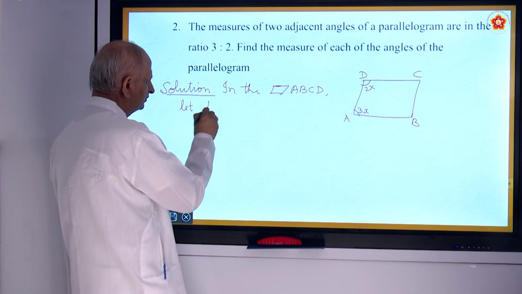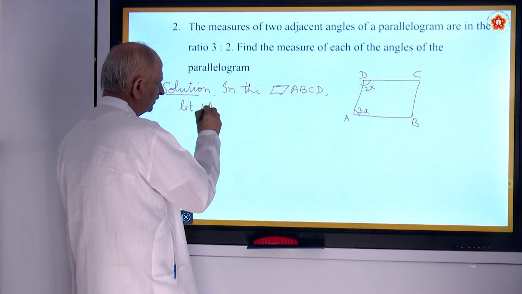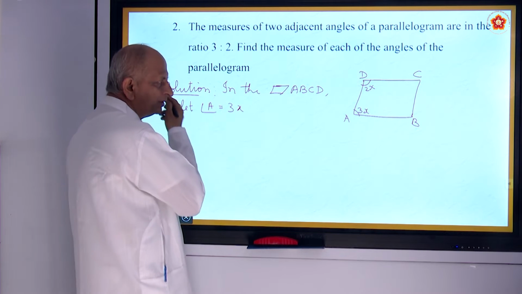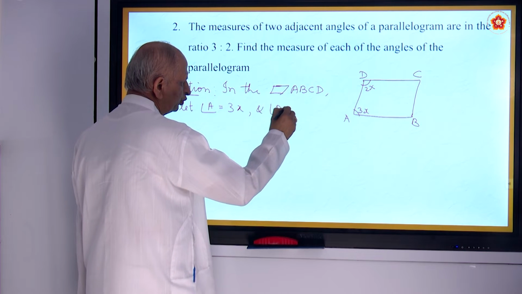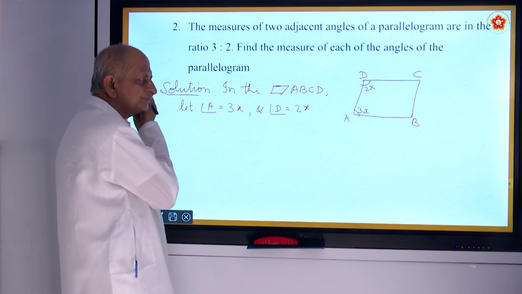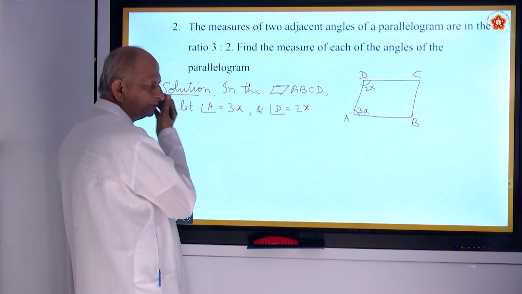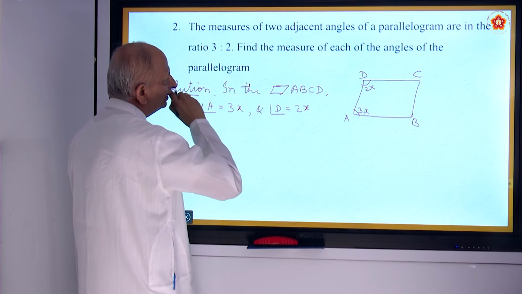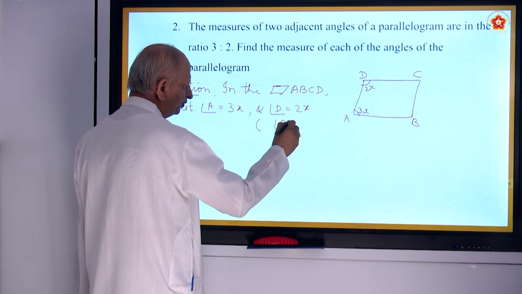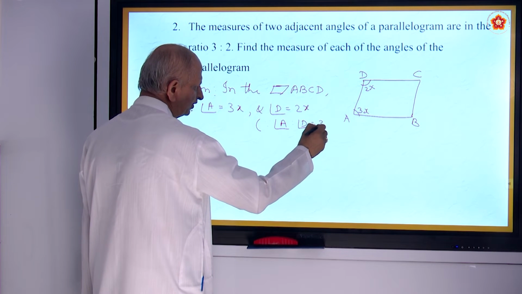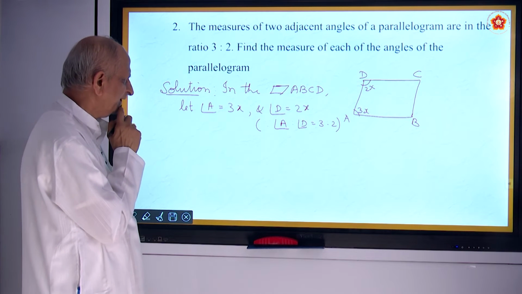So let angle A be equal to 3x. What about D? Angle D is equal to 2x. The ratio is 3:2. They are called adjacent angles. So here you can write angle A is to angle D is equal to 3:2. As the value is not known, we will take it as x.